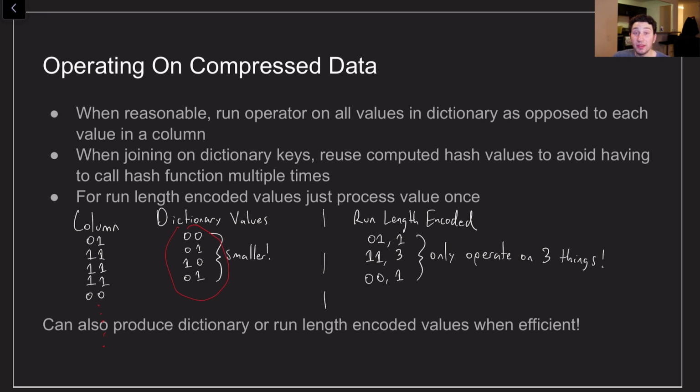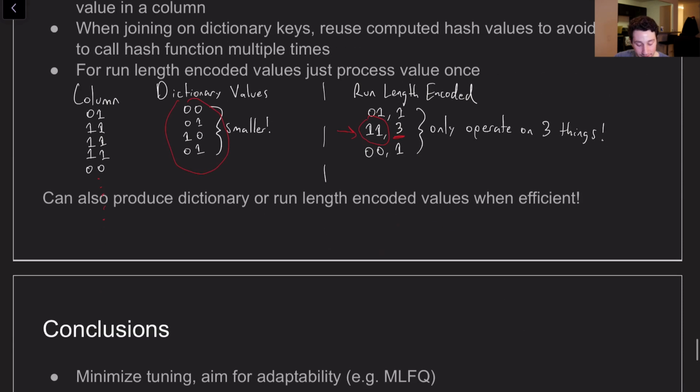If we're dealing with run length encoded data, you can even take this a bit further, right? Because if I have this dictionary encoded value here, 1, 1, and I see that it's happening 3 times in a row, I only have to run the function for element 1, 1, as opposed to having to do it for anything else. So that is going to be a very nice optimization right there.